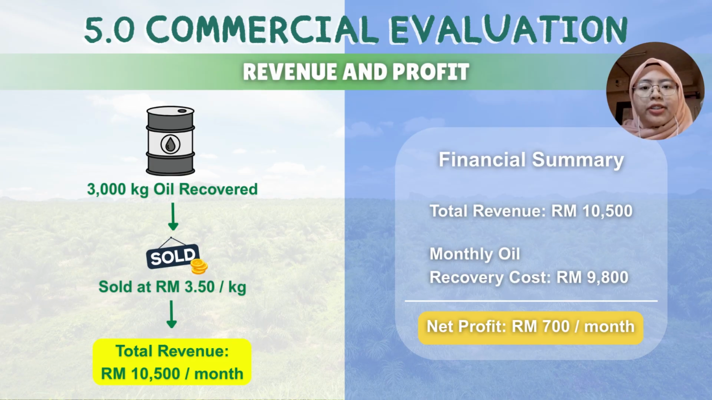Let's show the financial performance of the oil recovery system, in terms of revenue and profit. From the sludge treatment process, about 2,000 kg of oil are successfully recovered each month. This recovered oil is sold at a market price of 3.50 ringgit per kilogram, which generates a total monthly revenue of 10,500 ringgit. On the cost side, the total operating cost is 1,800 per month, which includes sludge handling, processing, and utility costs as well as labor. After deducting all operating costs, the system produces a net profit of 700 ringgit per month.